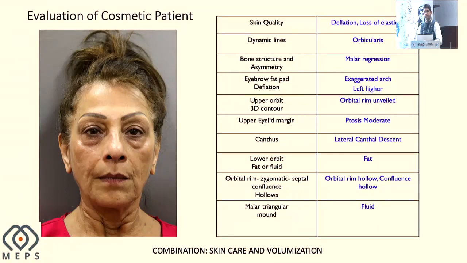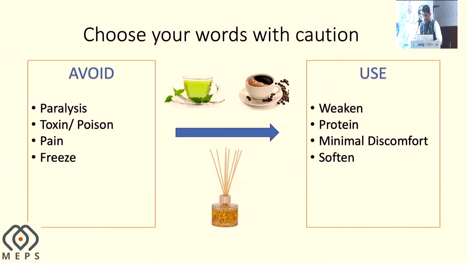So it should not be just like, oh, I'm going to inject your eyes. You have to look at the whole face and maybe cover other areas than what your training taught you during your residency. So you should look at the skin quality, you should look at the fat pads, you should look at the contour of the bones, you should look at static as well as dynamic wrinkles, as you see in this nomogram which I've shown here.